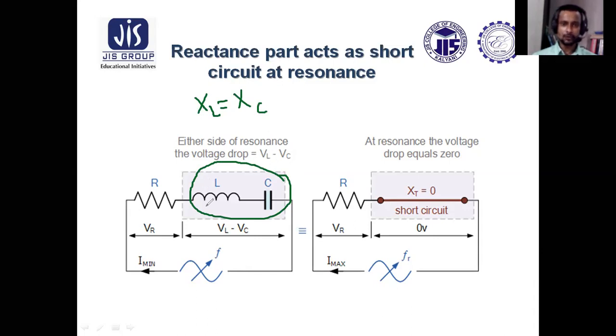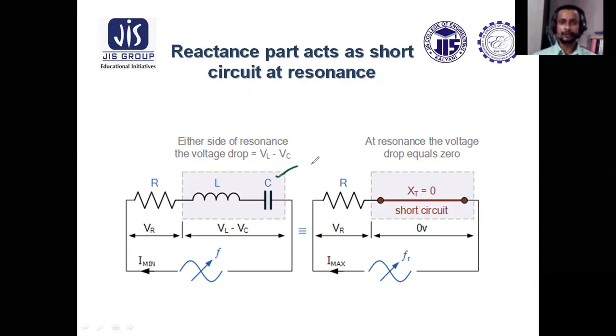So these two reactive elements together offer no resistance to the network at resonance. As these are offering no resistance to the network at resonance, these two should act as a short circuit. That is why it is shown here. At resonance, L and C together will act as a short circuit.